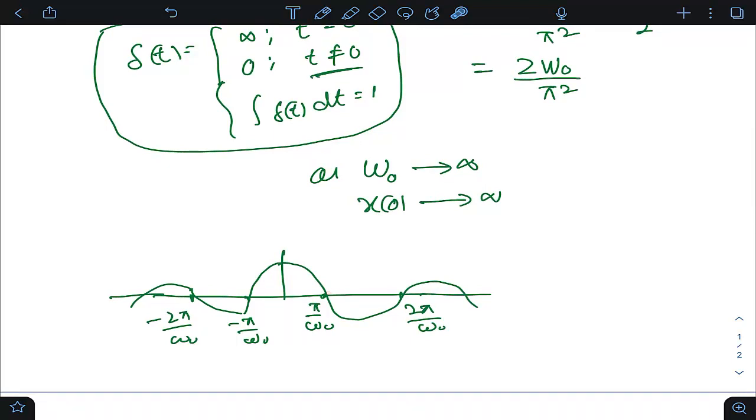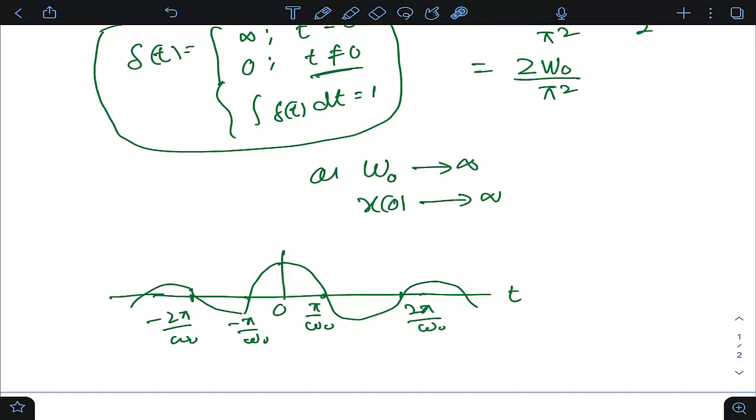So now you see, this width is pi by omega naught, right? But when omega naught tends to infinity, don't you think this width will be tending to 0? Pi by omega naught is this one. Because this is the time axis and this is time t equal to 0, this gap is pi by omega naught.